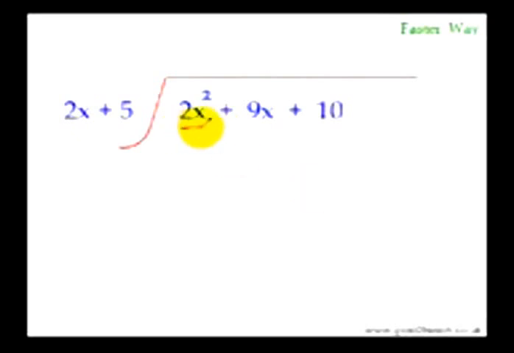So dividing this first term by this first term, we get x, that is the first term of the answer. Put -5 here, multiply this -5 with this x and add it to the next term of the dividend. But before you put down the answer, make sure you divide by this coefficient, that is this 2. So -5 times x is -5x, -5x plus 9x will be plus 4x. So before we put down plus 4 over here, just divide by this 2. So plus 4 divided by 2 is plus 2. So we put plus 2 here and the question is solved.